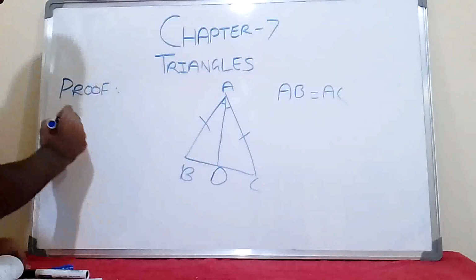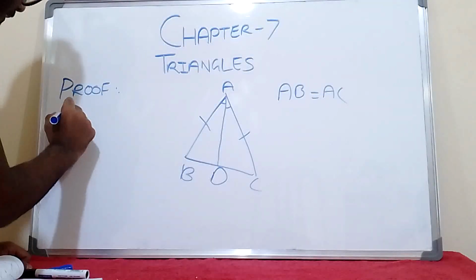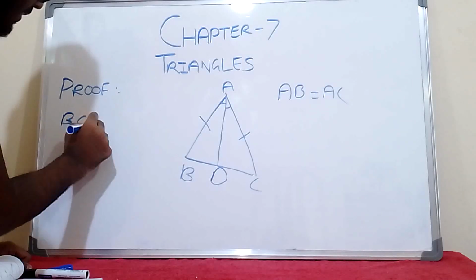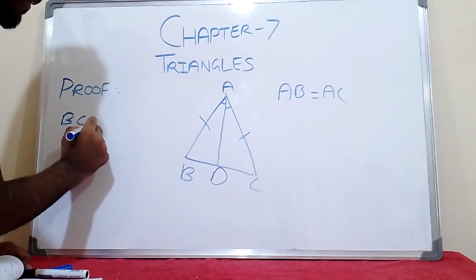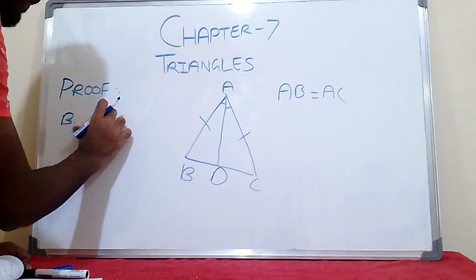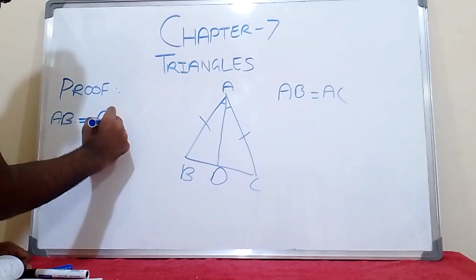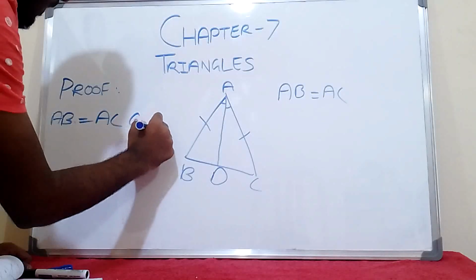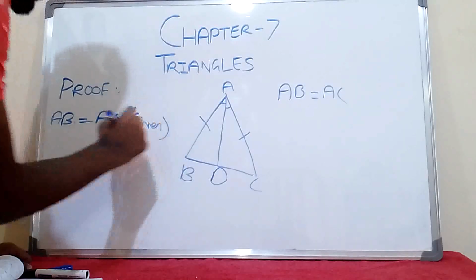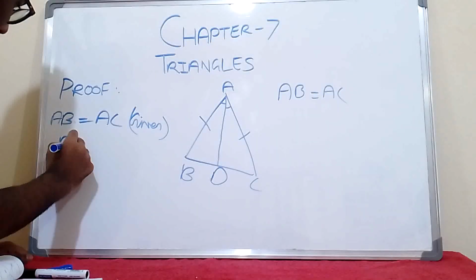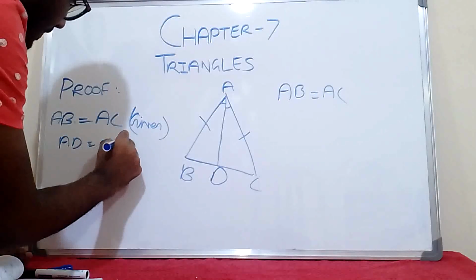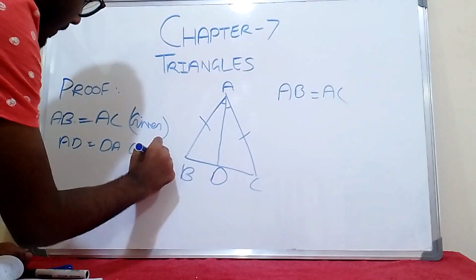Now let's see that. We have AB is equal to AC, and it's given to us, and AD equals AD, common.